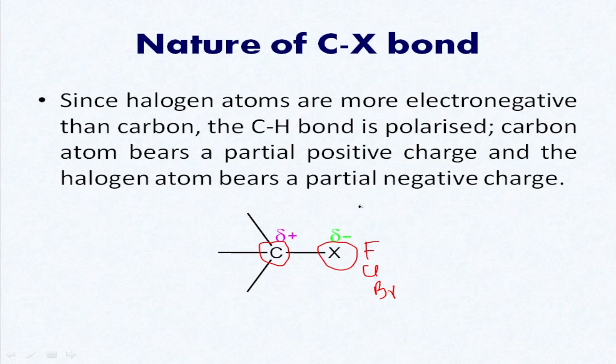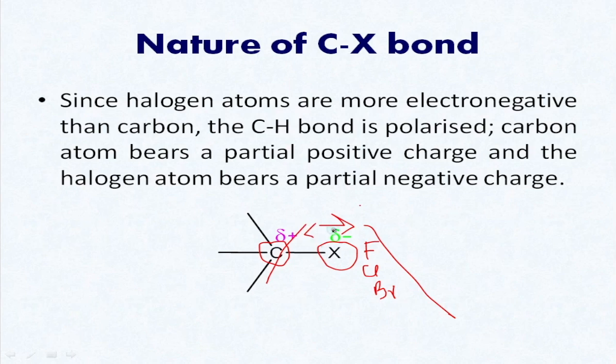In the halogen group, fluorine is the most electronegative element in the periodic table. So there is a difference in electronegativity between carbon and halogen.